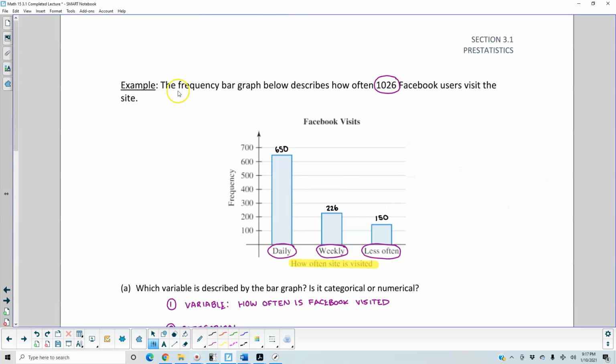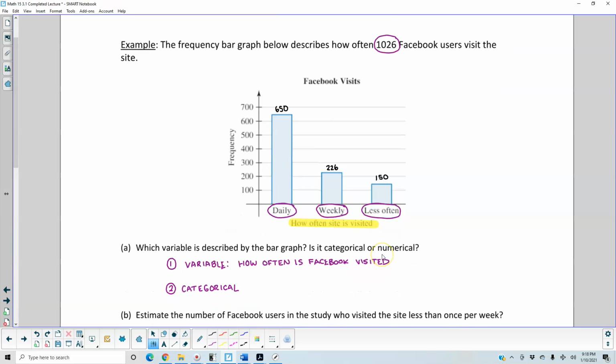Okay, so here's an example. It says the frequency bar graph below describes how often 1,026 Facebook users visit the site. So let's first examine what this looks like. We have Facebook visits. Down on the horizontal axis says how often the site is visited. So we have daily, weekly, and less often. And then on the vertical axis, we have the frequency, which goes from 100 all the way to 700.